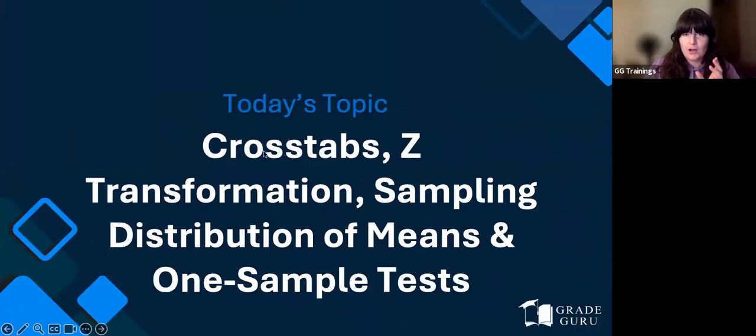We're going to go through crosstabs, Z transformation, sampling distribution of means, and both of the one sample tests. So it's a lot of explaining to do. There's also some theory woven in there, but some of the theory doesn't require a lot of explanation, so it won't take too long to get through. I am going to keep moving with the content, so if you're a bit lost somewhere, please speak up.